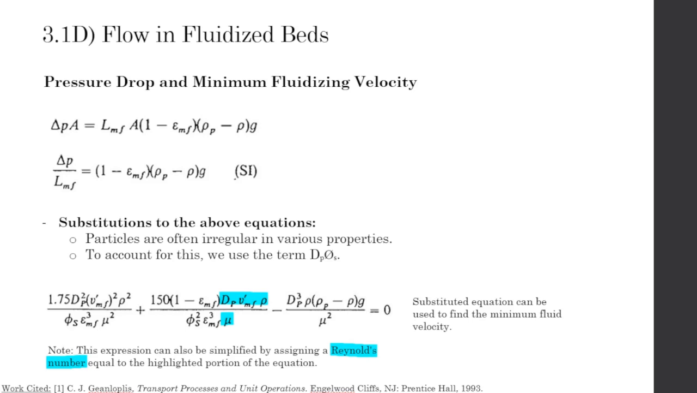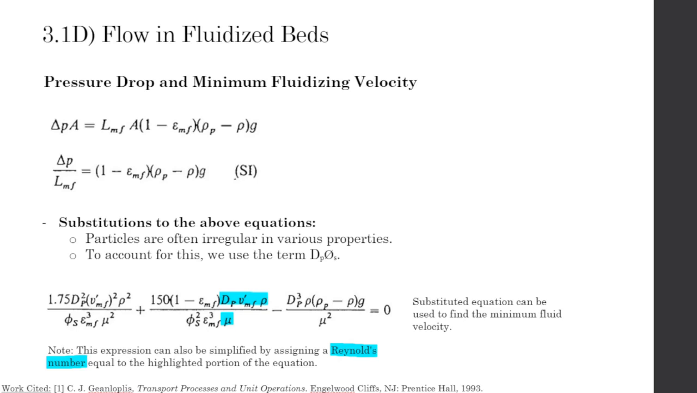And essentially, this is just the pressure drop at the onset of fluidization times the cross-sectional area, and equal to the buoyancy force times the gravitational force. And here buoyancy is expressed as the volume term that I mentioned previously, which is LMF times A times 1 minus epsilon mf.